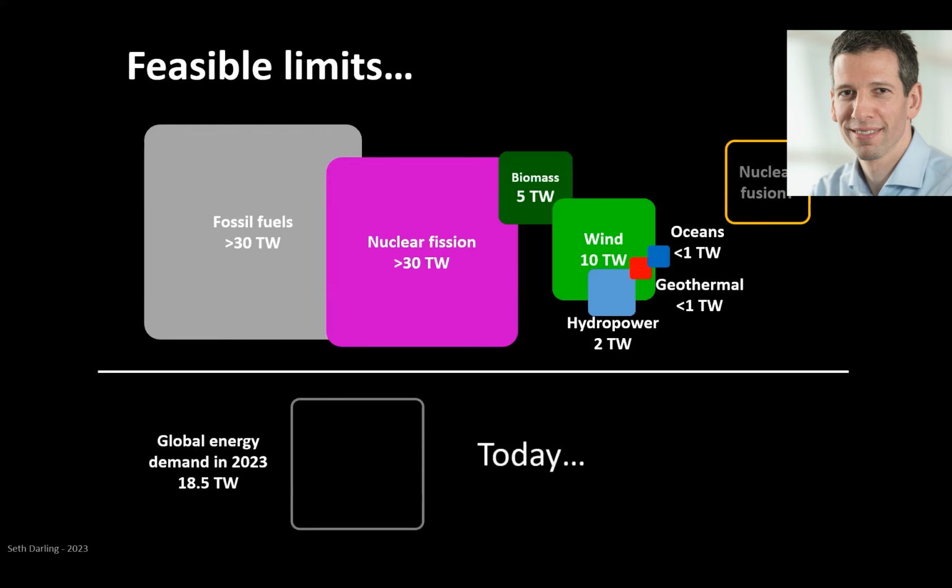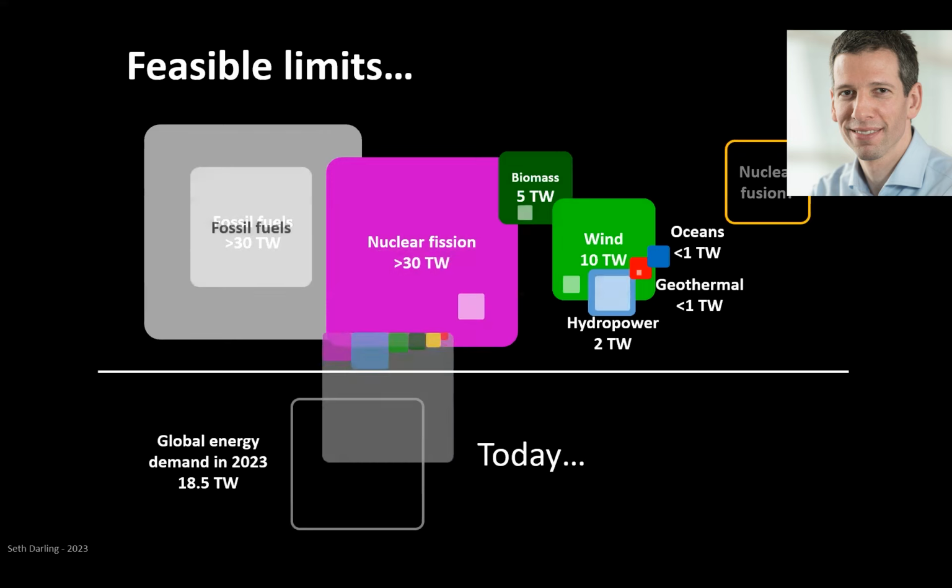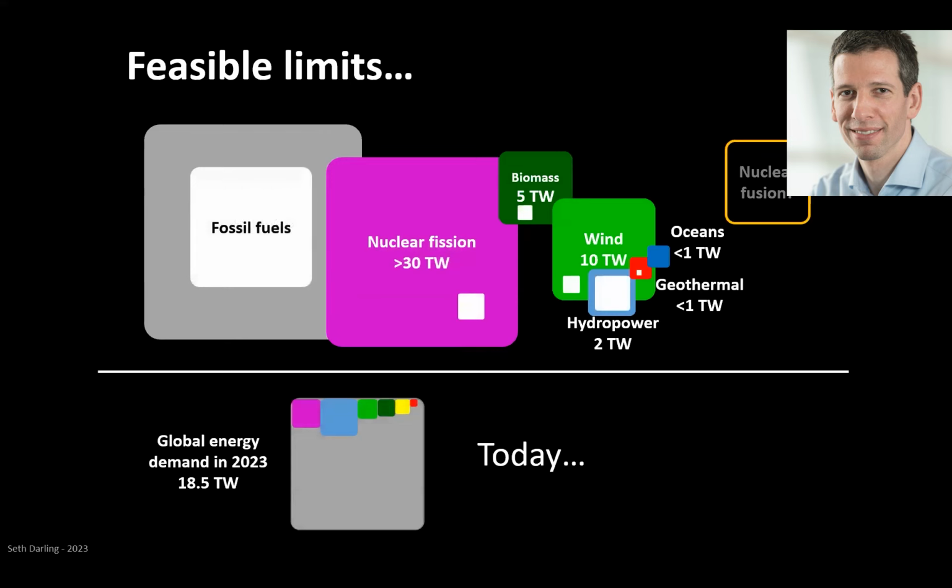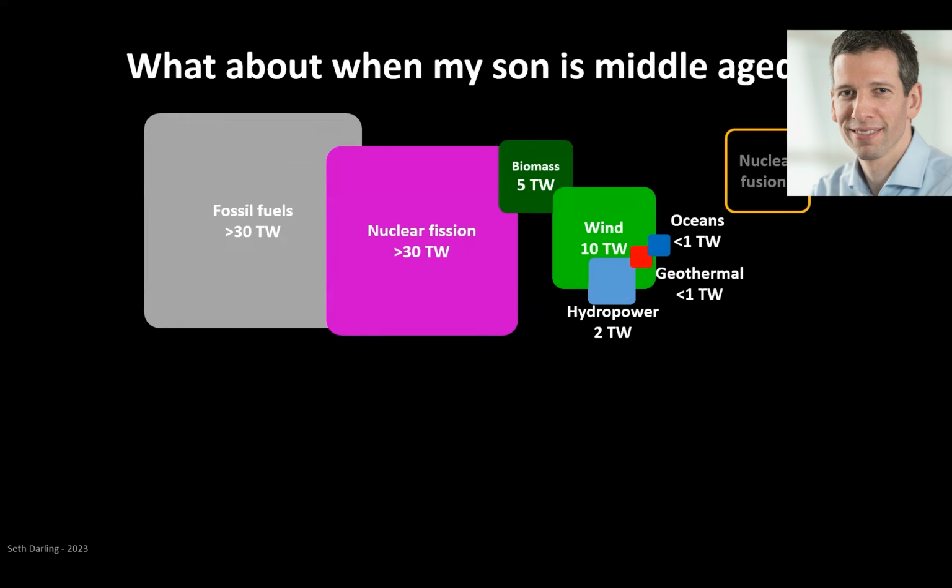I told you earlier, we use about 18 or 19 terawatts around the world today. Energy mix today, mostly fossil fuels. Today is what it is. We can't change what we're doing today. I have a 20-year-old son. What about in the year 2050 when he's middle-aged? What is the energy mix going to look like?